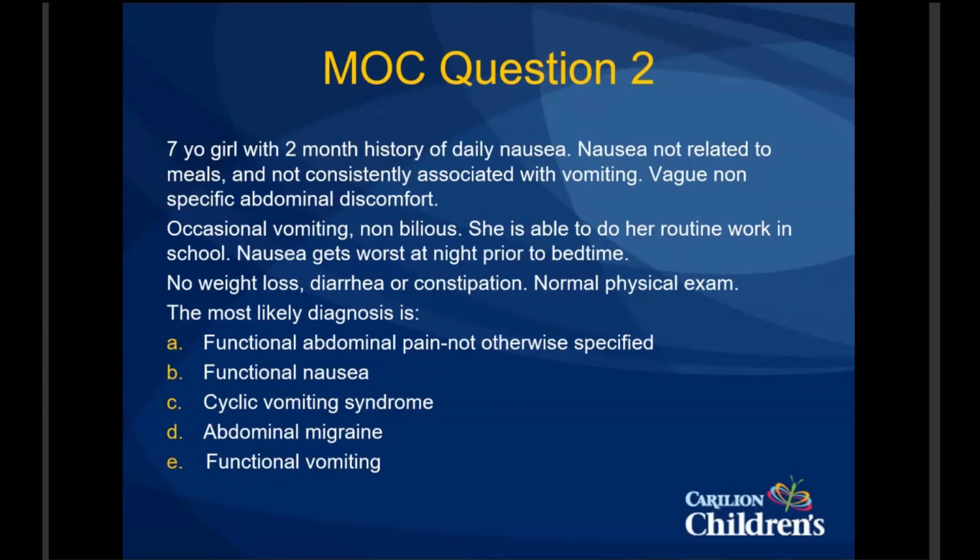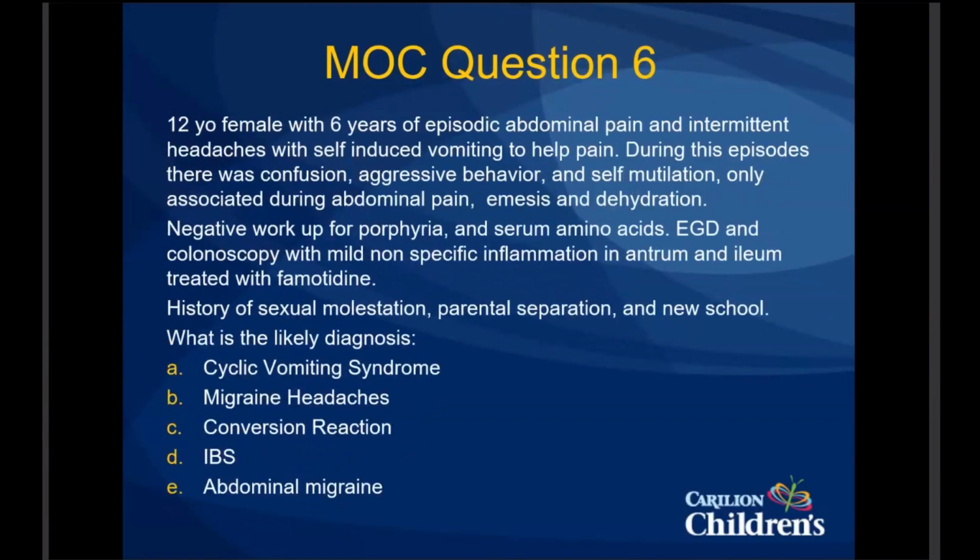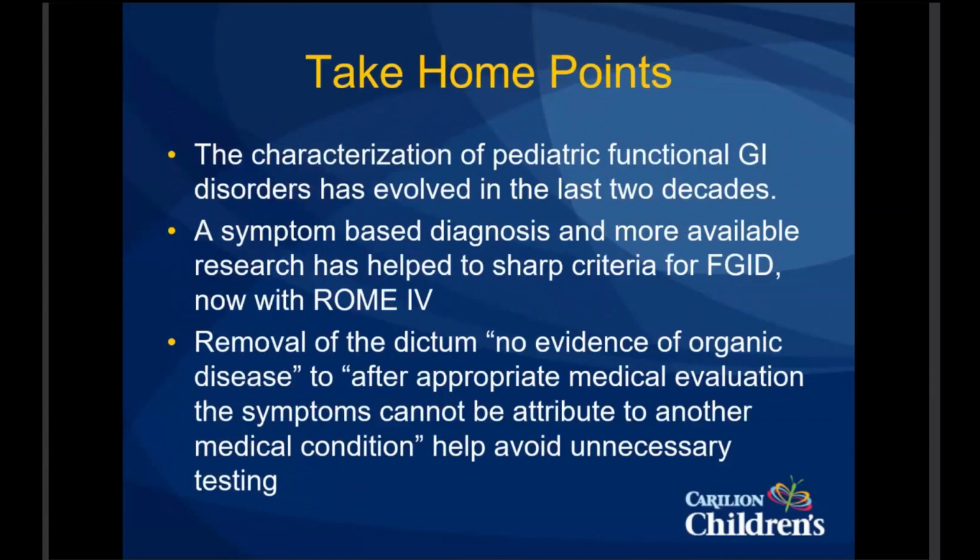I'm going to go for the last take-home points, and we're going to say that the characterization of pediatric functional GI disorders has evolved in the last 2 decades. So now we can identify this particular patient with diagnostic criteria. A symptom-based diagnosis and more available research has helped to chart criteria for functional GI disorders, now with Rome 4. So the dictum of no evidence of organic disease to diagnose functional disorders was removed, replaced by a new one that says after appropriate medical evaluation, the symptoms cannot be attributed to any other medical condition.